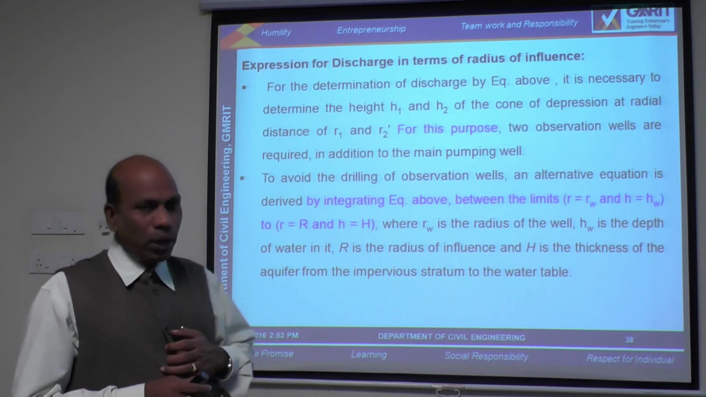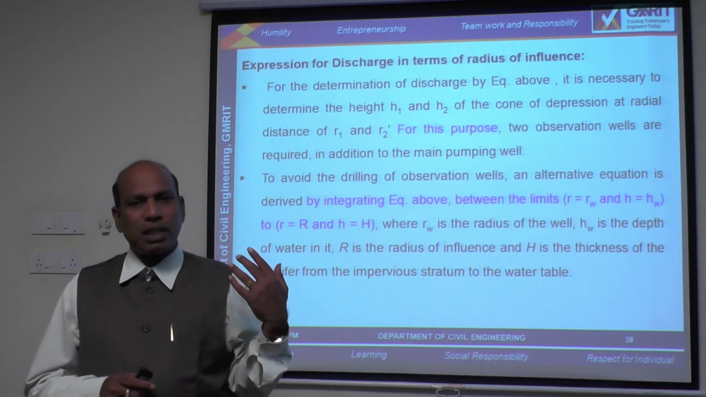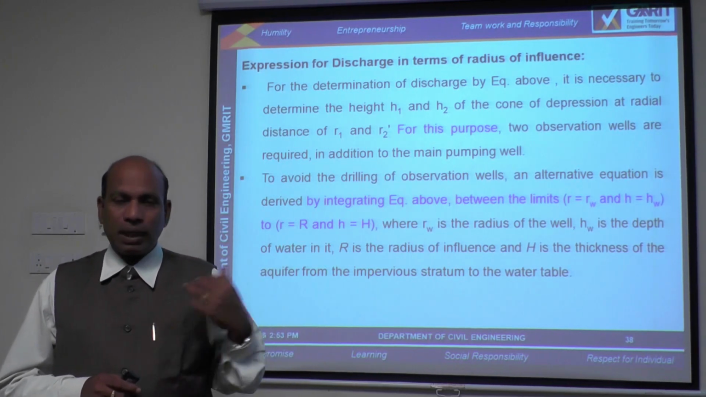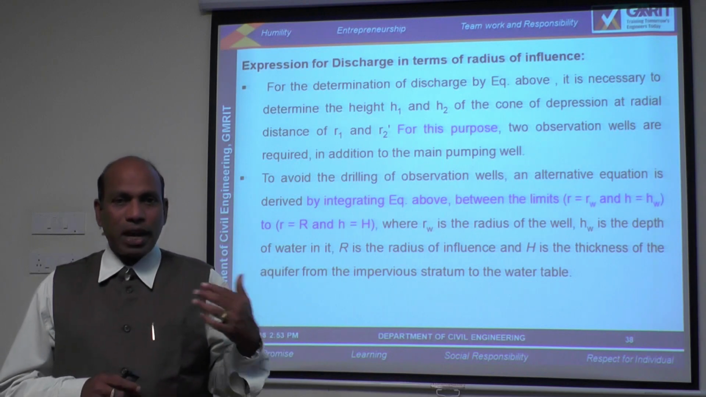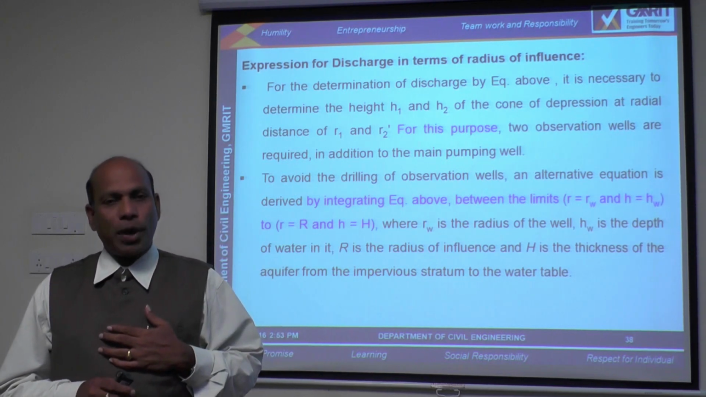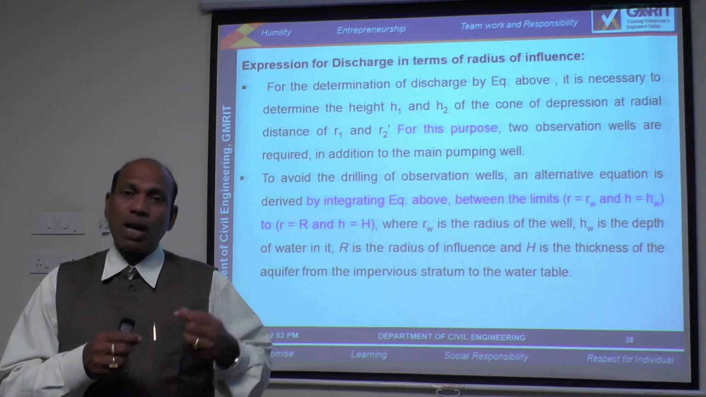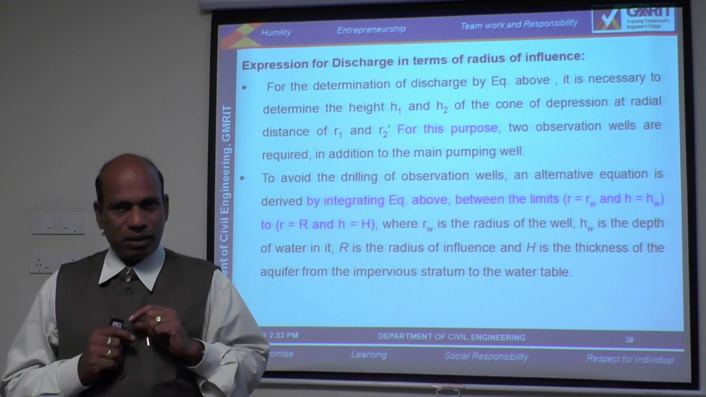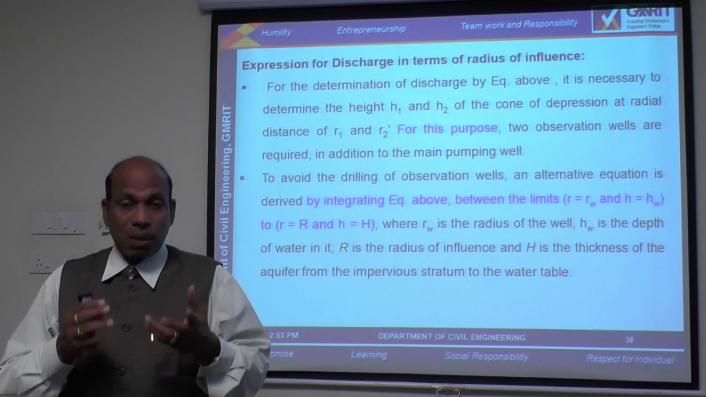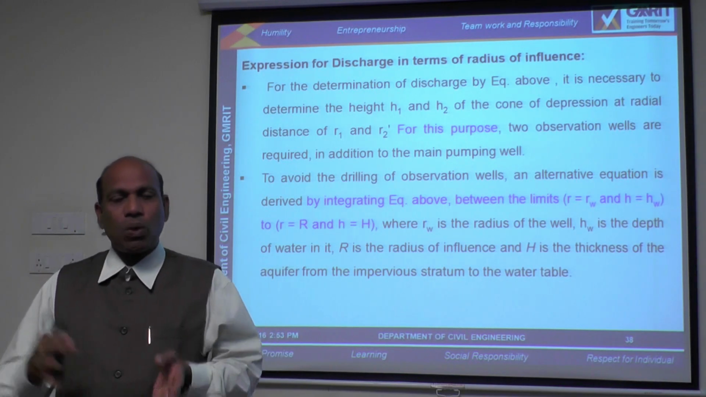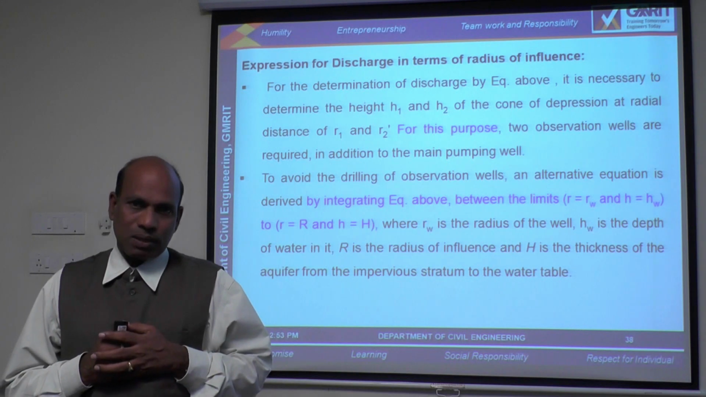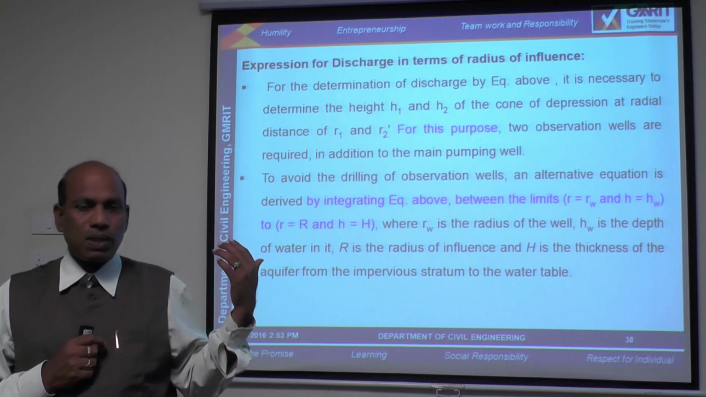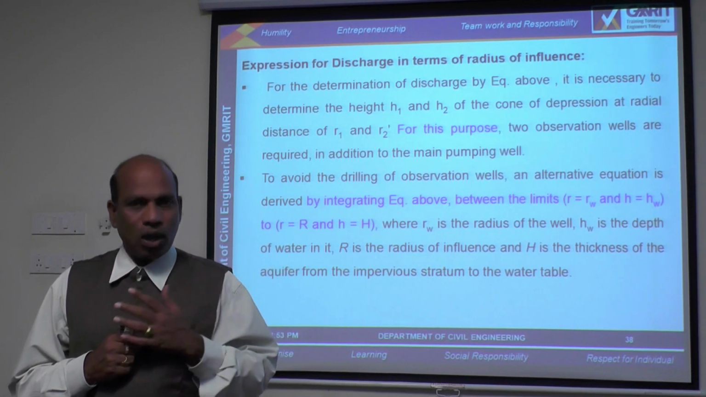So here we have derived the equation for the determination of flow rate into the well in an unconfined aquifer. That is the equation: Q is equal to pi k (h2 square minus h1 square) divided by log e (r2 by r1). Here, apart from the main well, two observation wells are taken, and we have to spend more money for the construction of two observation wells. If the construction of these observation wells takes money, that is uneconomical.